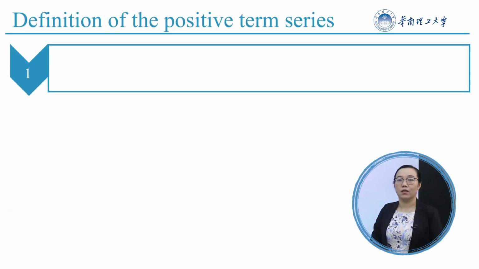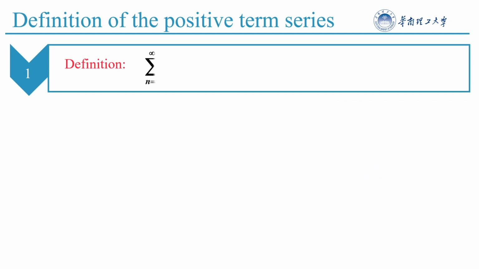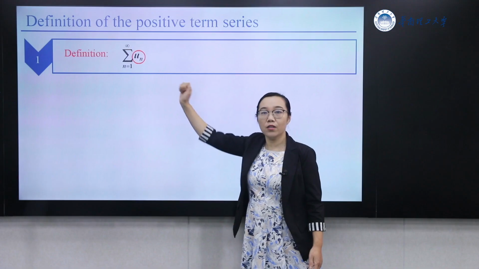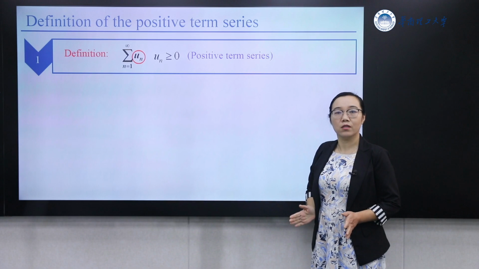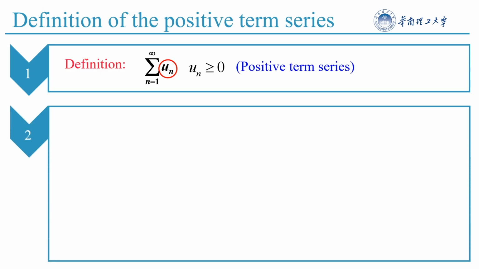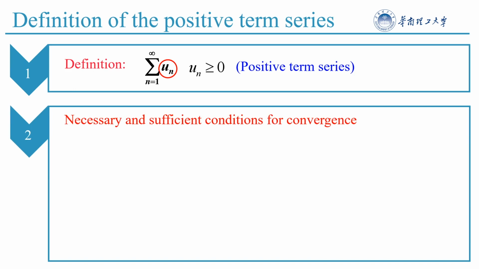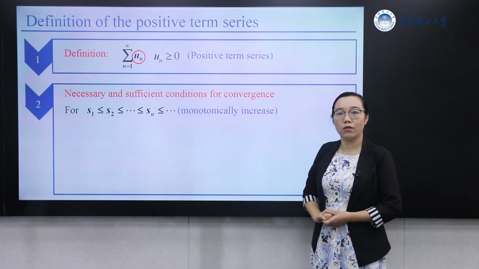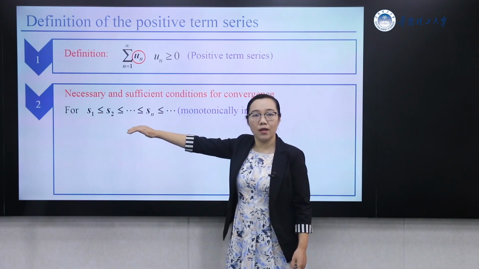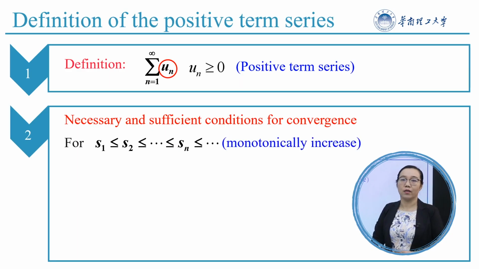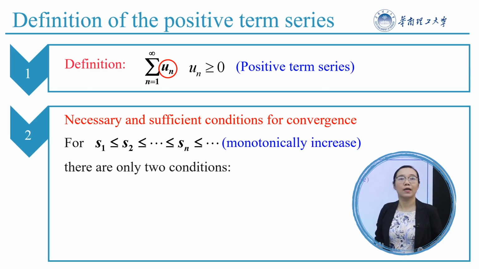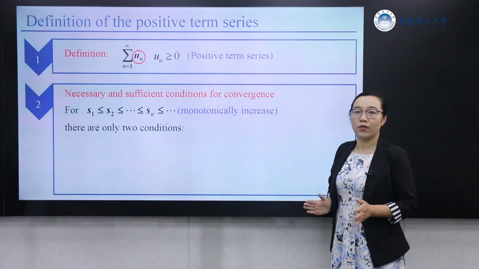Firstly, look at the following new definitions. The summation of un, where un is non-negative, means a positive term series. Secondly, we try to find out the necessary and sufficient conditions for convergence. For S1 less than or equal to S2, less than or equal to Sn, namely monotonically increasing, only two conditions need to be satisfied.